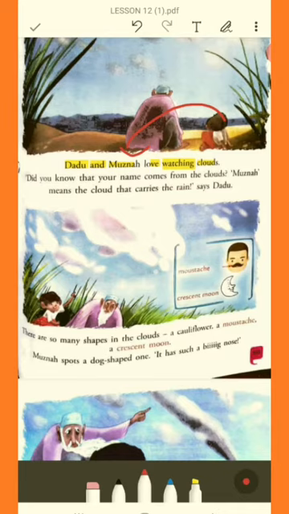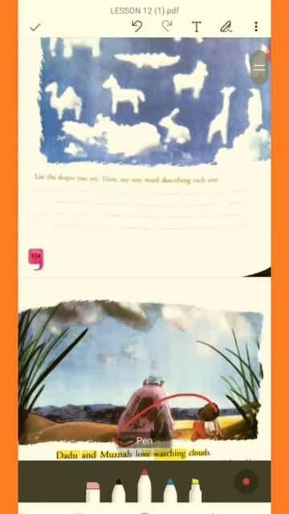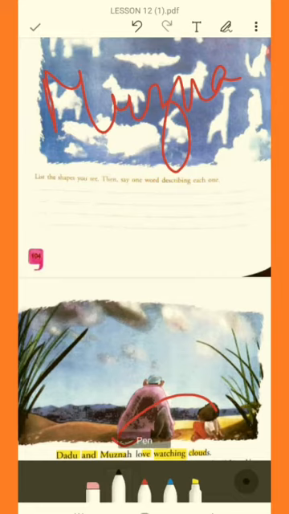So Dadu says, did you know that your name comes from the clouds? Muzna means the cloud that carries the rain, says Dadu. Okay, so Dadu explains Muzna's name. What is the meaning? It means the clouds that carry the rain. So we learn one new word here and its meaning. The word is Muzna. What is the word? Muzna. You can also call it Muzna, no problem. Muzna sounds better.